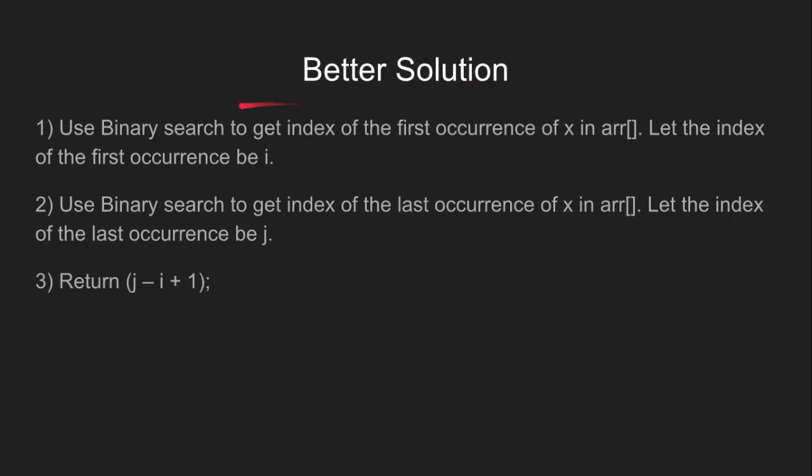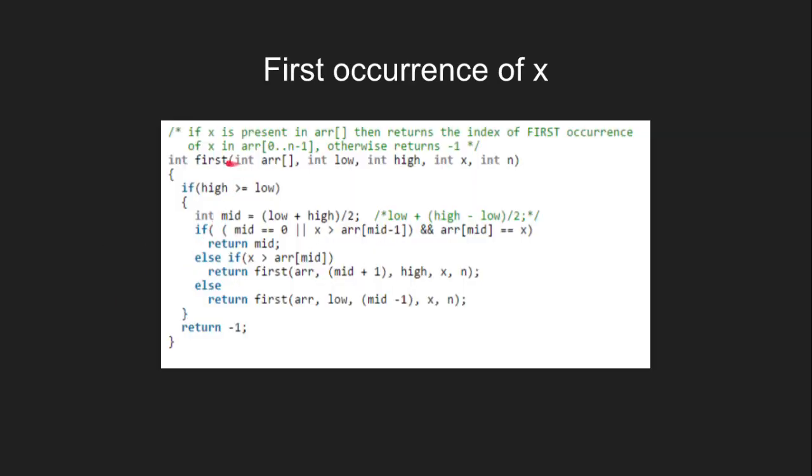Let's look at a better solution using binary search. First, we binary search to find the first occurrence of x. Let's call it i. Then, we search for the last occurrence of x. Let's call it j. Then the total count is j minus i plus 1.